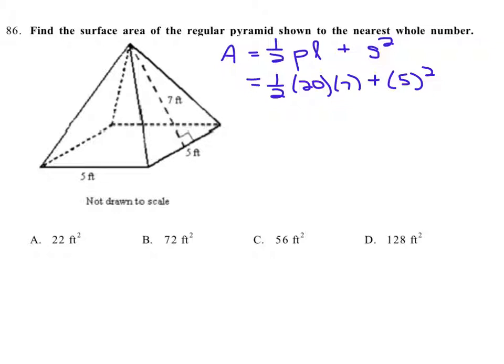Okay? So when we calculate this out, we then say 1/2 of 20 is 10, and 10 times 7 is 70, plus 5 squared is 25. So we get then an area of 95, and what are the units? They are feet, so feet squared.